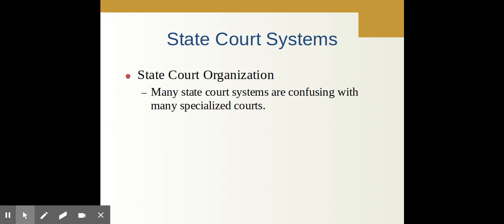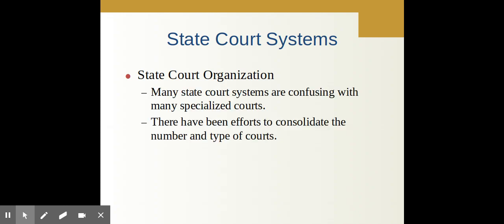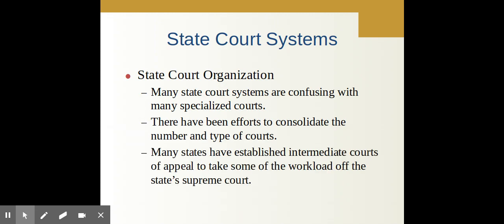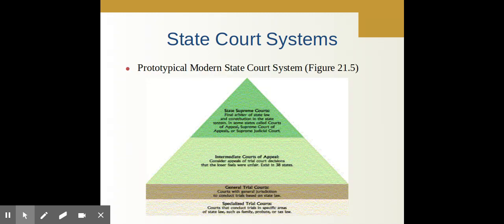The state court systems are quite different from state to state, and there's been no real effort to try to consolidate them or make them better. Many states have established intermediate courts of appeal to take some kind of workload off the state Supreme Court. We do have a state Supreme Court with 7 justices that are elected for 10 years. The intermediate courts in Pennsylvania are called the Commonwealth Court, which hears appeals of cases that just involve the government. And there's also the Superior Court, which hears all other ones, criminal and civil cases.